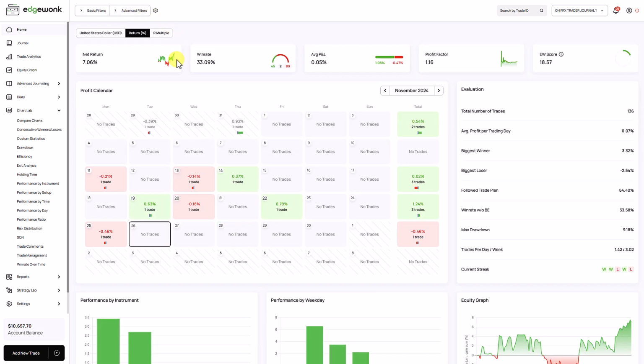So I hope this review helped, and I hope this trader who sent in their journal can take away some lessons that will help him improve his trading going forward.